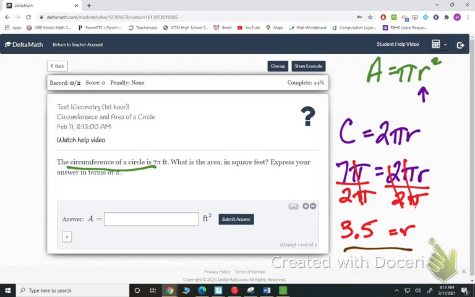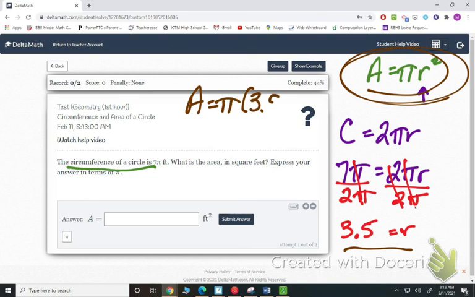We need to find area. So we're going to go back to this formula here. Area is pi r squared. So what we're going to do is square 3.5. Now, if you don't know it, you're going to have to use a calculator. So do 3.5 squared or 3.5 times 3.5. It's up to you. So again, we got to square 3.5.